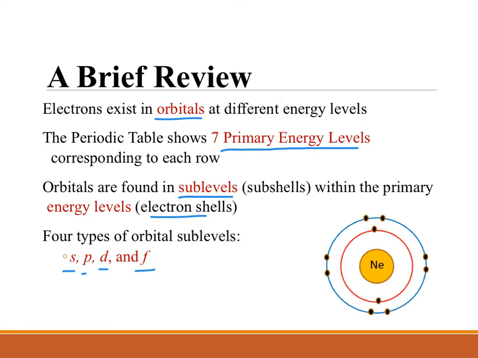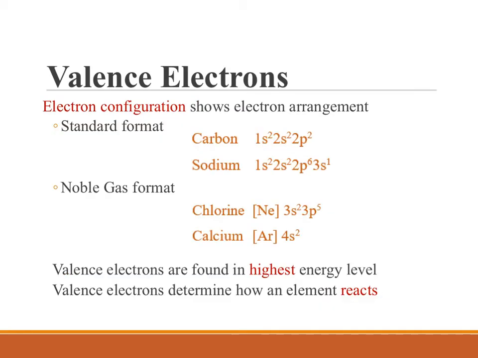So if we have a little Bohr diagram, a model of the atom, of neon, you can see our 2 primary energy levels, the first one in red and the second energy level in blue. In our first energy level, we have 2 electrons. Those are 1s electrons. And then in our second energy level, we have 8 electrons. It's a combination of 2s and 2p electrons.